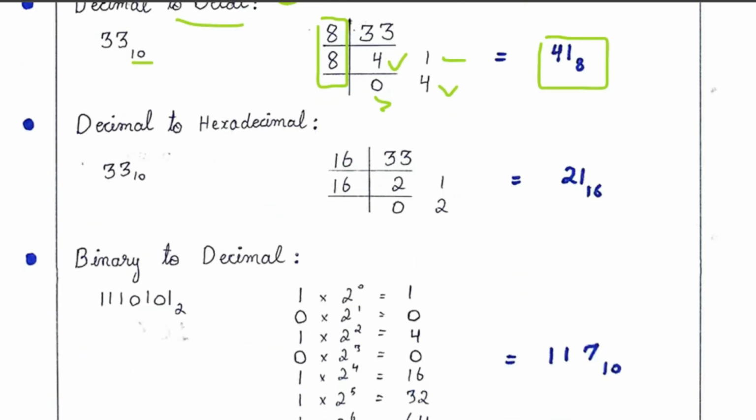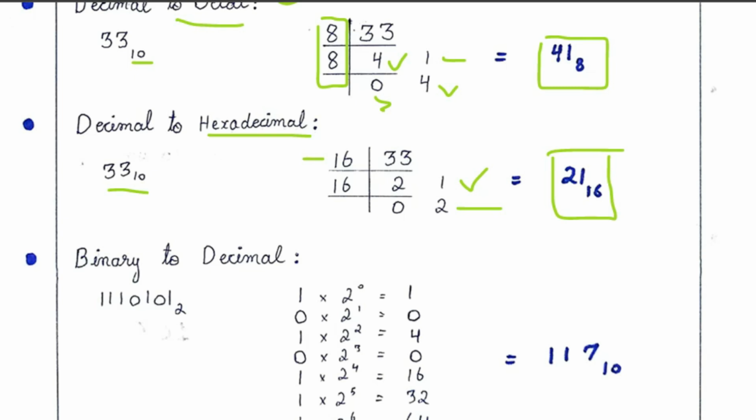The next is decimal to hexadecimal conversion. With the same number 33 with the base of 10, the only difference is that we divide the number by 16. When we divide 33 by 16, we get 2, since 16 twos are 32, and a remainder of 1. Further, we cannot divide 2 by 16, so we get a remainder of 2. Bottom to top, it's 21 with the base of 16, which is a hexadecimal number.